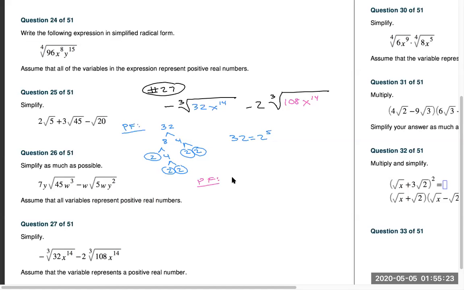We're also going to prime factor the 108. That's going to be 54 and 2. 54 breaks down into 27 and 2. 27 breaks down into 9 and 3. And then 9 breaks down into 3 and 3. So primes, circle them. It's kind of helpful so you can see them visually. So 108 is 2 squared times 3 to the third.